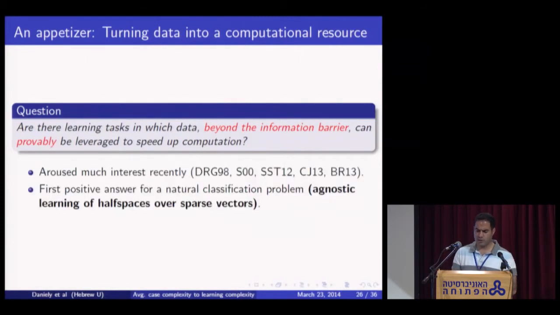This question has aroused a lot of interest recently due to the fact that these days we have a lot of available data. Using the technique I presented and based on Feige's assumption, we can show the first positive answer to this question for a natural classification problem. I won't describe the problem in detail. It's called the problem of agnostic learning of half spaces over sparse vectors.